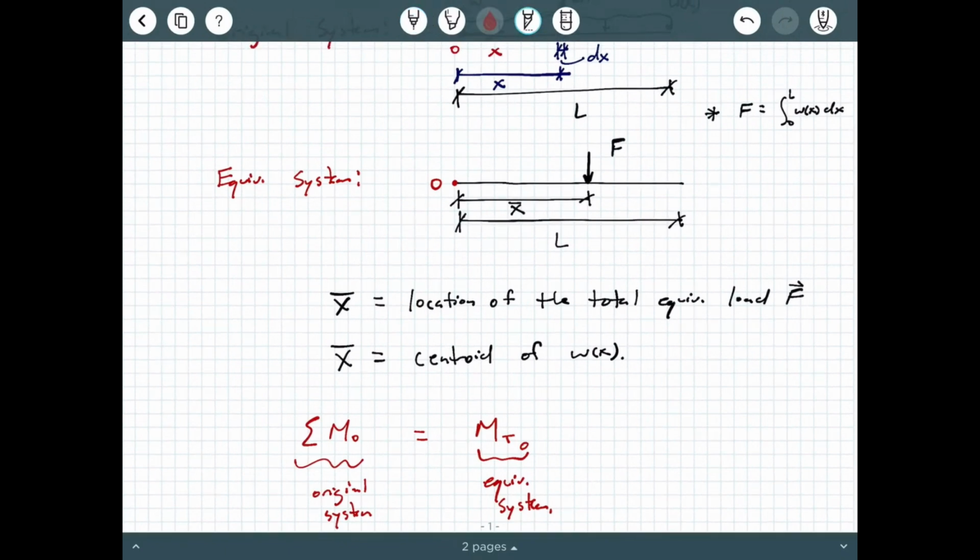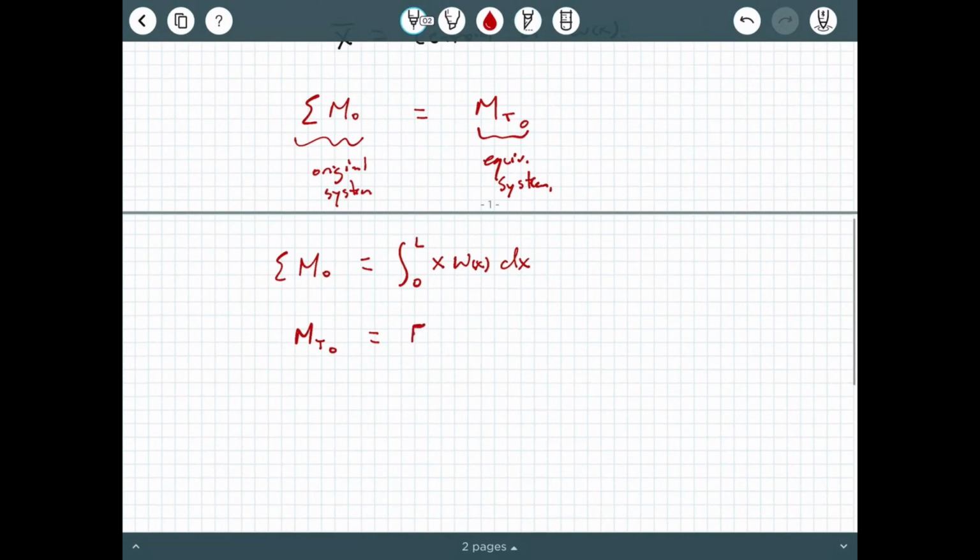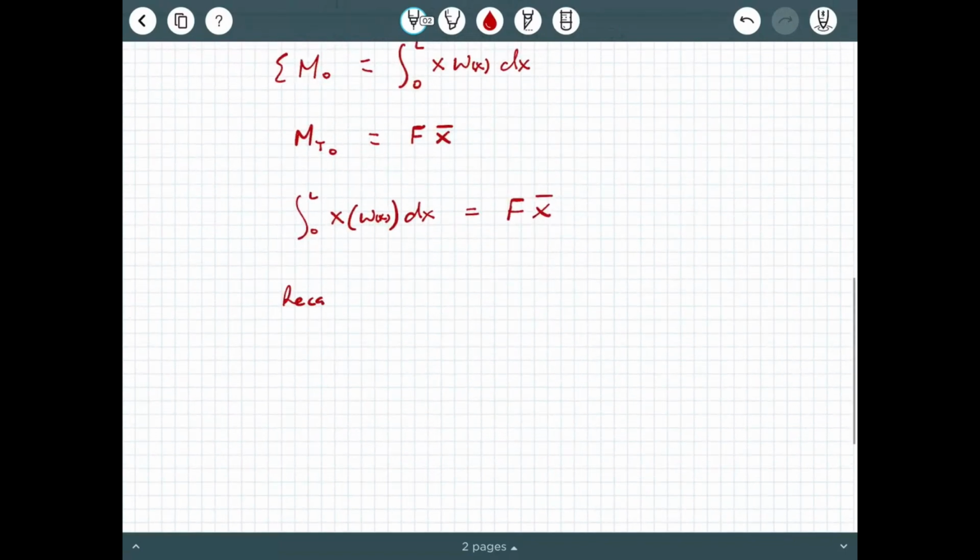Now, what about the total moment about point O, M sub t about point O? So let's look at the equivalent system now. Well, in the equivalent system, that's pretty easy, right? We've just got capital F times x bar. And it's that simple, right? So we would say equals capital F times x bar. All right, and we set these equal to each other, right? So we say the integral from 0 to L, x times w as a function of x dx equals F times x bar, okay?